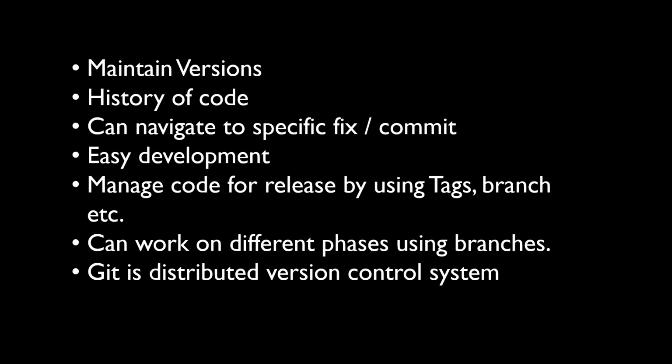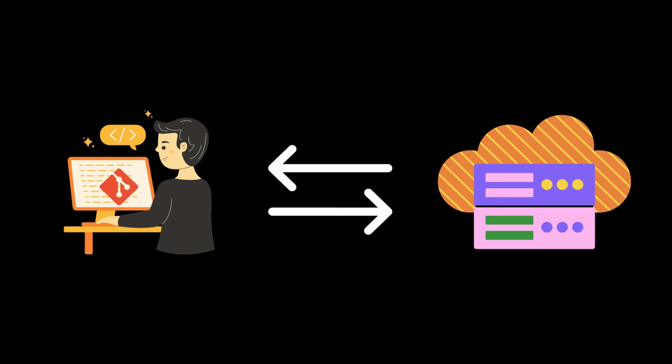And Git is a distributed version control system. What does it mean? To understand the concept of distributed version control, let's focus on this slide. Distributed means whatever changes I'm making on my system are totally disconnected from this server.